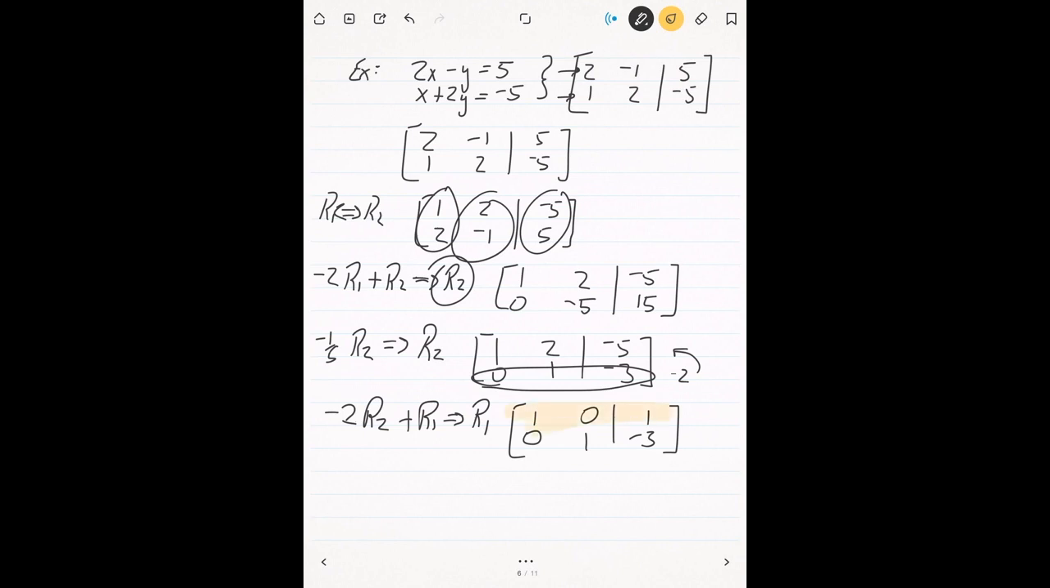This right here is the reduced row echelon form of a matrix. We have the diagonal terms starting from the top left, all 1s. Everything else is a 0 except for the constant terms. Those don't have to be 0. They could be 0 or they could be any other number.